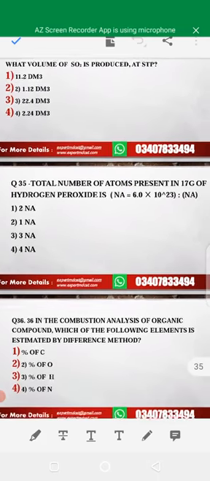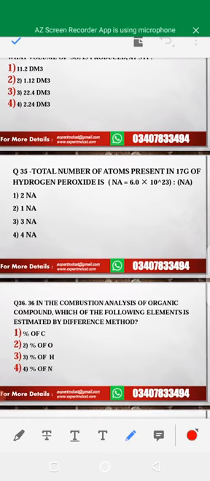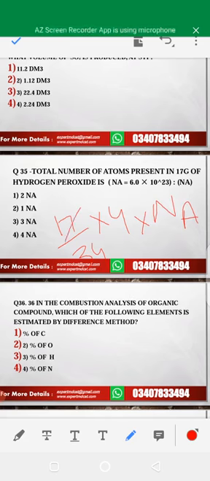Question number 35. Total number of atoms present in 17 grams of hydrogen peroxide is 17 divided by 34, which is the molar mass of hydrogen peroxide, multiplied by 4 for H2O2, the total number of atoms in hydrogen peroxide, multiplied by Avogadro's number, which is Na. 17 ones are 2, 2 ones are 2, 2 twos are 4. So 2 Na is the correct answer, option A.